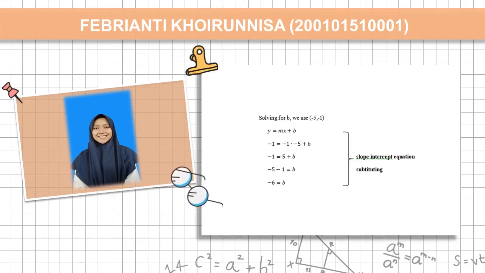And for the value of b, we move the positive 5 by subtracting 5 from each side. Now we get the result b equals -1 minus 5, and in the end we get the value of b, which is -6. Maybe that's just from me.